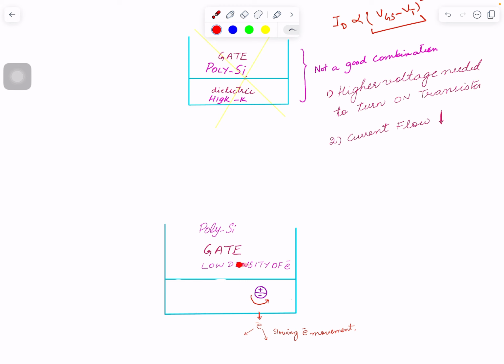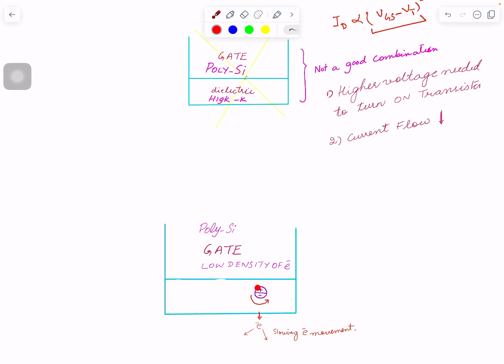But with this polysilicon, keep in mind the density of electrons is much lower in polysilicon compared to, let's say, a metal like copper or aluminum. Those are conductors because they have so many electrons. In polysilicon, there are not many electrons, so the density is low. The problem they found was that when you have a low-density material here, this thing starts vibrating, because the low density cannot keep it from vibrating.